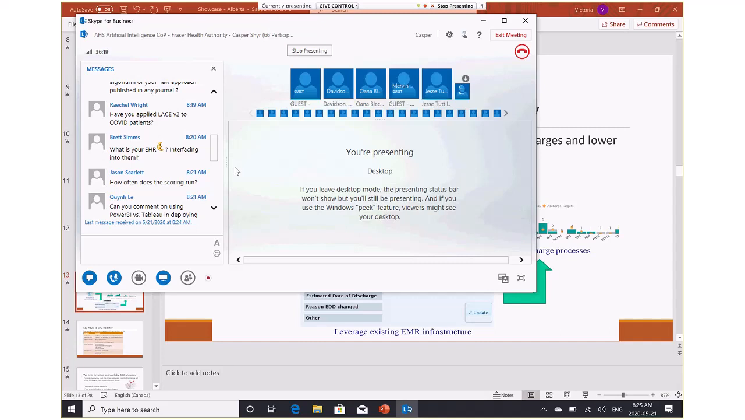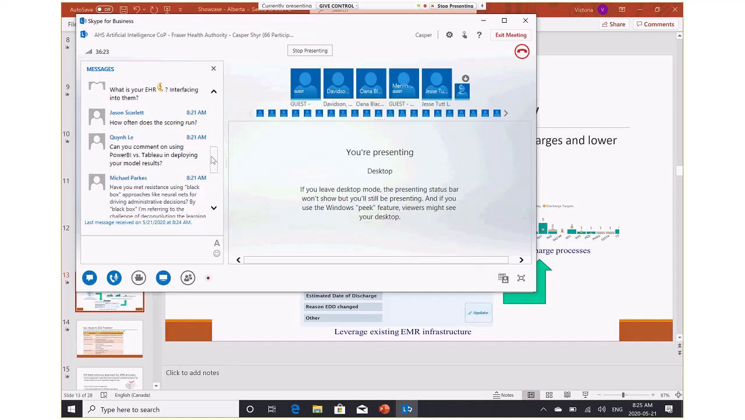Brett has a question. What are your EHRs, and are you interfacing with them? Yeah, so for our acute system, we're using largely Meditech. So that is the main part of our EHR. The Eye Tracker system that I mentioned earlier, I will also treat as an EHR because it is also a place where clinicians are documenting information.